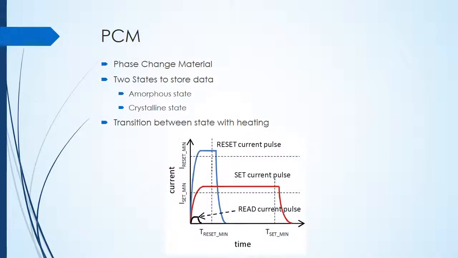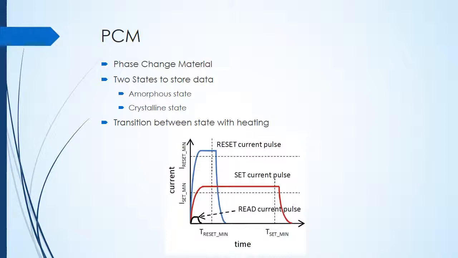PCM, which stands for phase change memory, is made of phase change material, which has two states, and each state is used to store a different bit. So we have two states, the amorphous state and the crystalline state. The amorphous state is used to store 0 and the crystalline state is used to store 1. And the transition between the states is done by heating, and heating is done by applying current to the material.